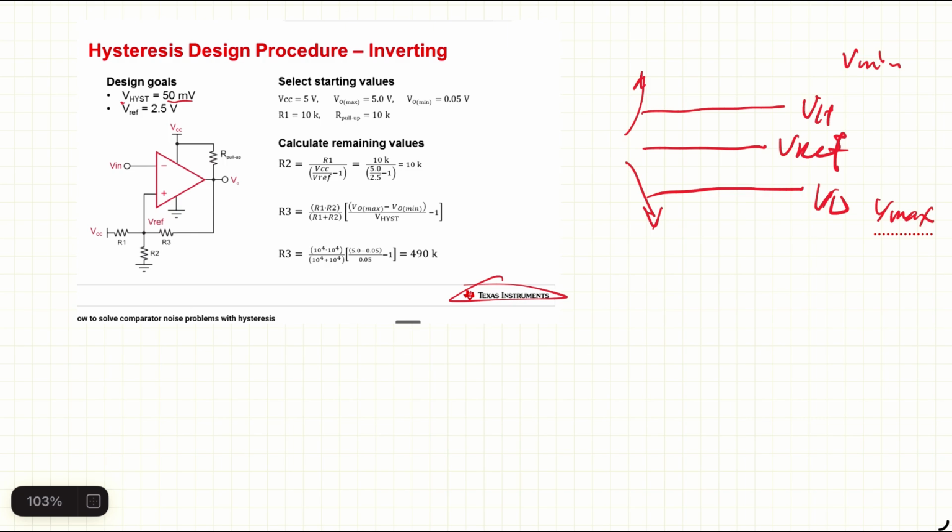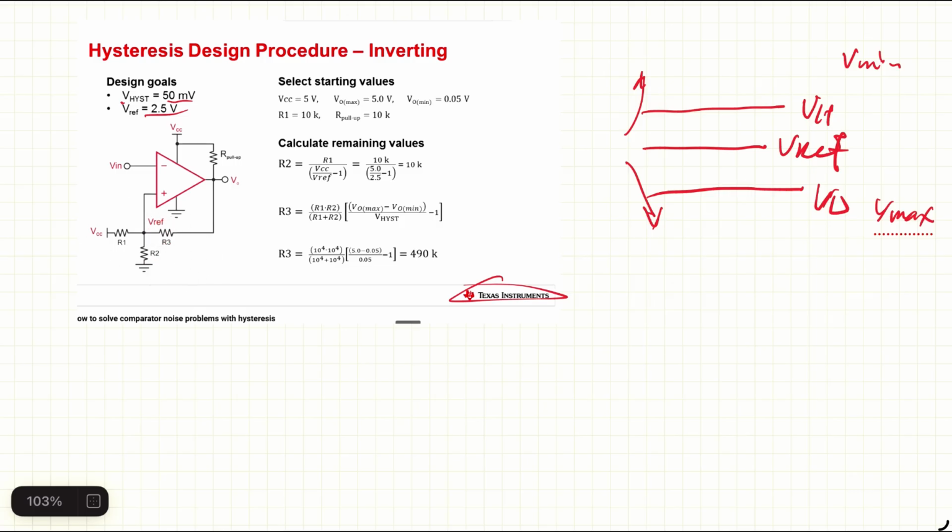What's the design principle? Let's ignore the feedback resistor. Remember, this hysteresis design is a positive feedback, and let's ignore R3. And we want to set the reference voltage to 2.5 volts. What we do is we have a 10K here, and the VCC, that's the 5 volts VCC. So we have another 10K, just a 1-to-1 voltage divider, to get the 2.5 volts. That's very straightforward.